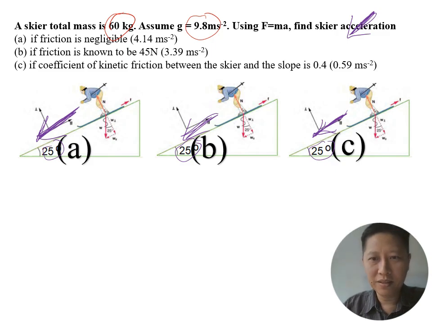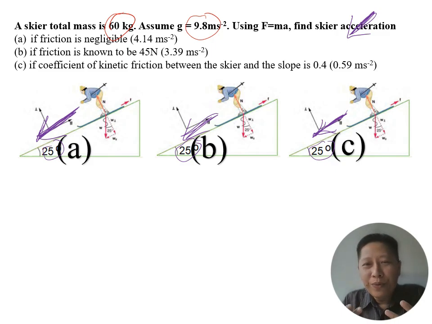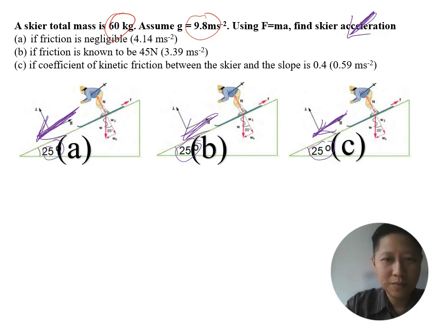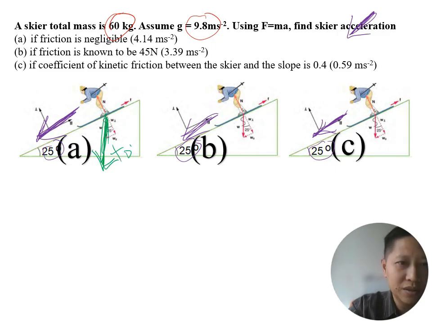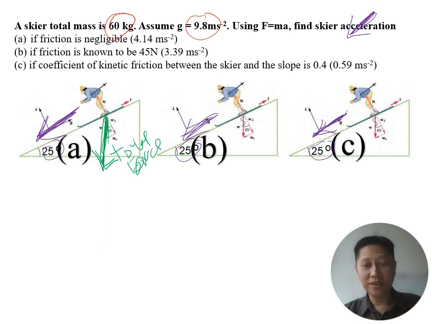Okay, for the first case, when we ask the skier what force he feels right now, the skier will say, oh, I did nothing, I just feel the gravity force pulling me down. So the gravity force pulling him down is the total force, the force that exists in the system.